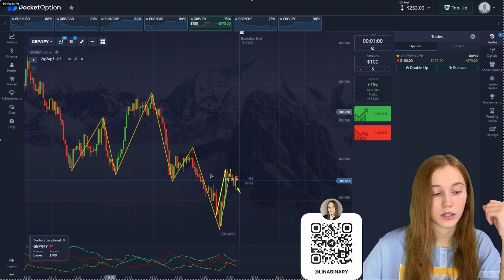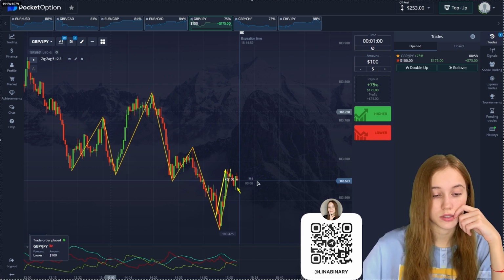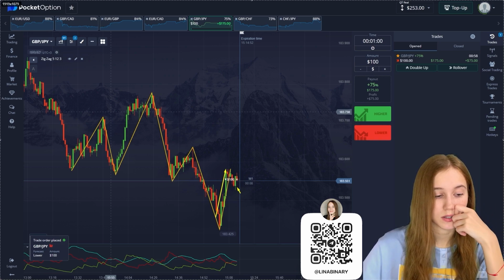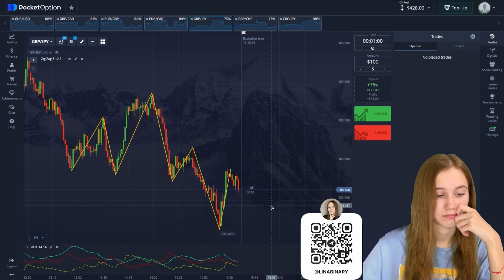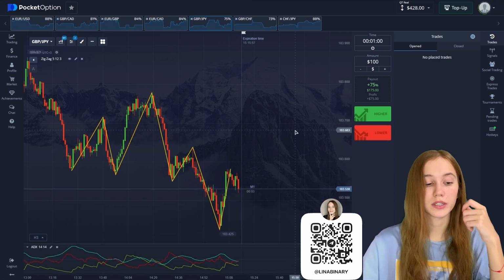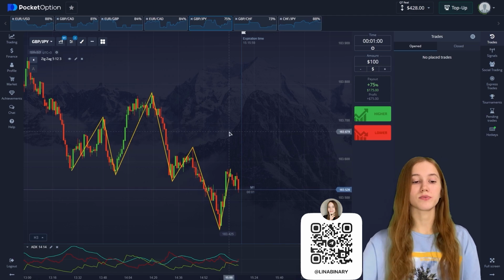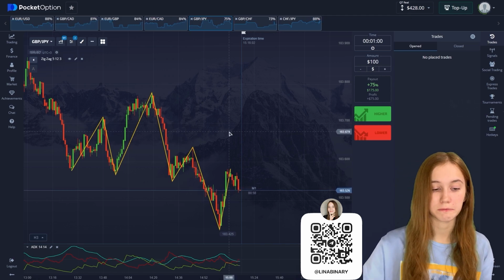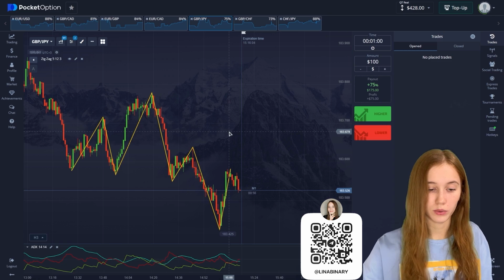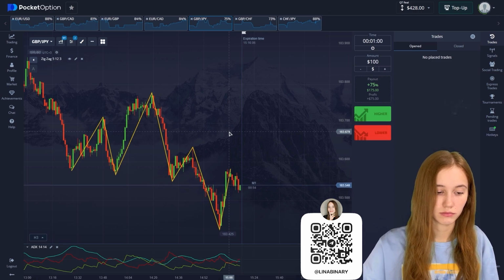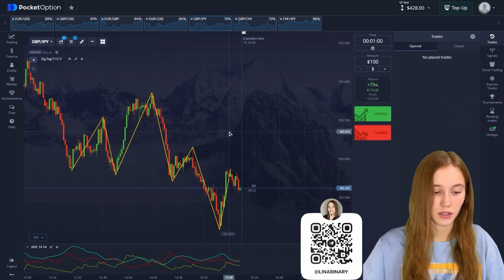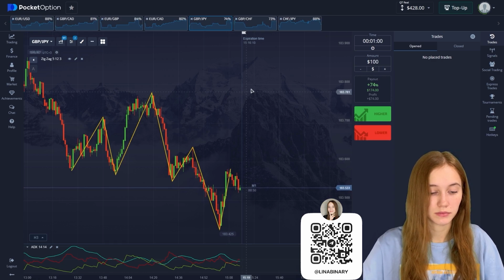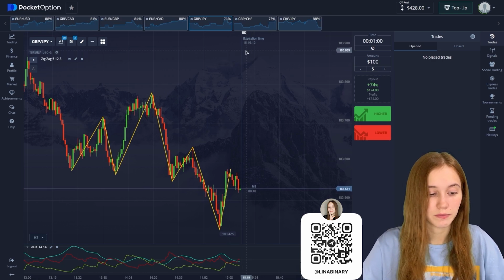The deal should close in plus, I think. Yeah, we're in the black. The balance is $428. Let's follow. Let's move on to the next concept. Sixth.